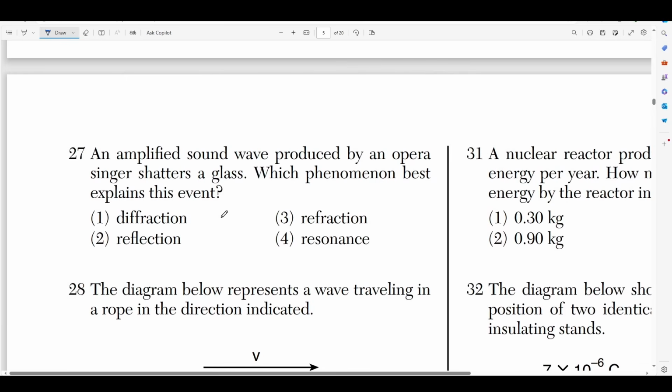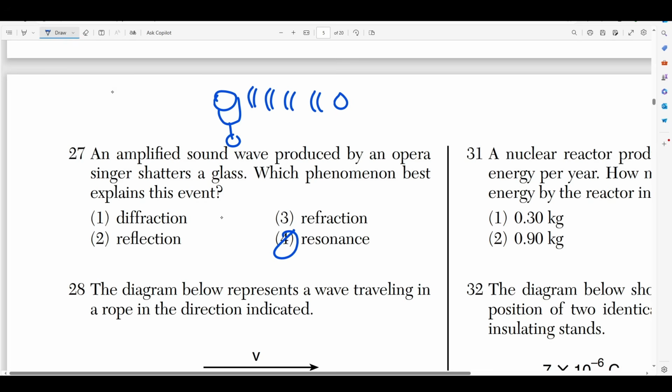It says an amplified sound wave produced by an opera singer shatters glass. Which phenomenon best explains this event? This is going to be resonance. Every single object has something called a resonance frequency. It's a frequency at which the object will start moving or oscillating at the same frequency which is being hit by, right? So what's happening in the case of the opera singer and the glass is here you have the glass and it has a natural frequency. It has a resonance frequency. The opera singer is singing and these waves match the resonance frequency of the glass.